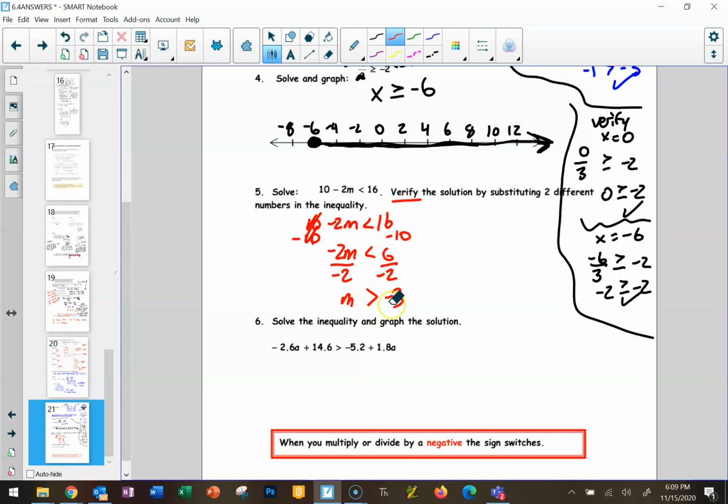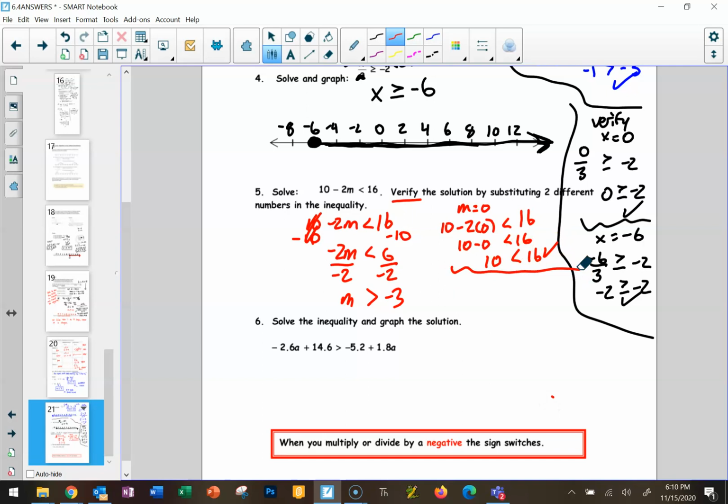It doesn't ask us to graph this one, it just asks us to verify it. So let's pick a couple numbers that are greater than negative 3 and make sure it works. So let's verify with m equals 0 and plug it into our original inequality. So 10 minus 2 times 0, is that indeed less than 16? 10 minus 0, because 2 times 0 is 0, is that less than 16? 10 is less than 16, so that checks out.